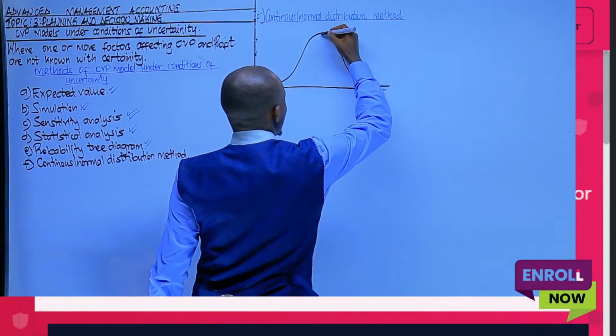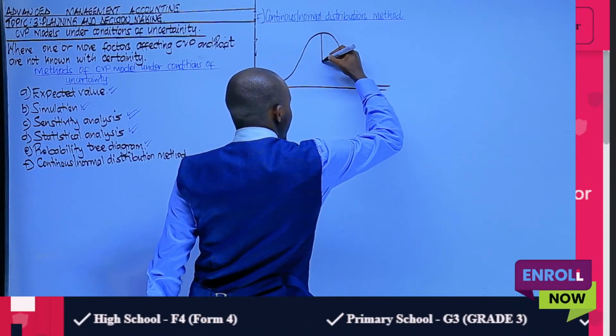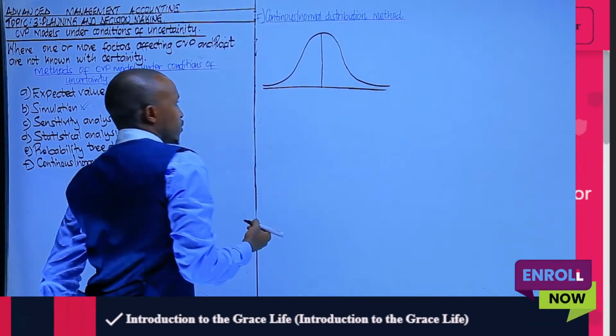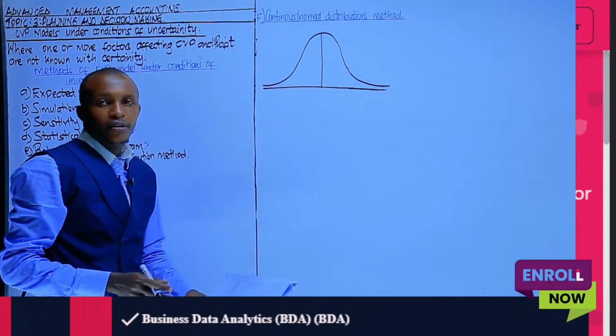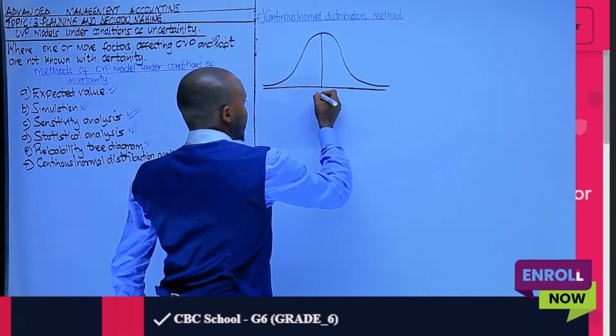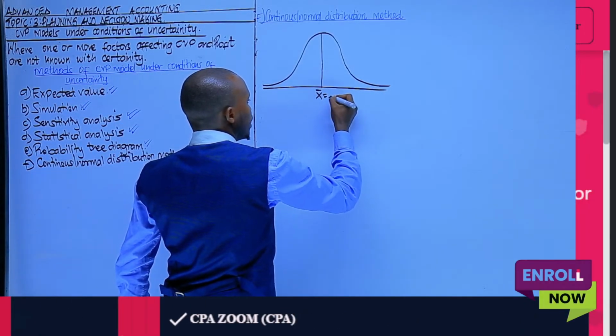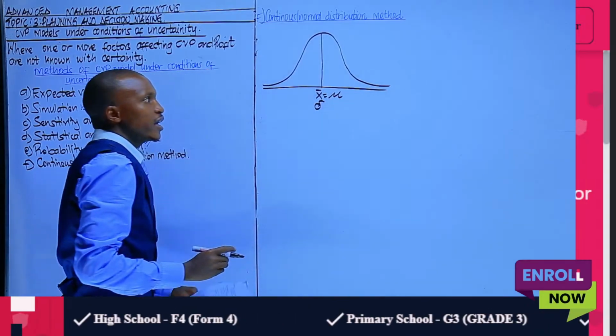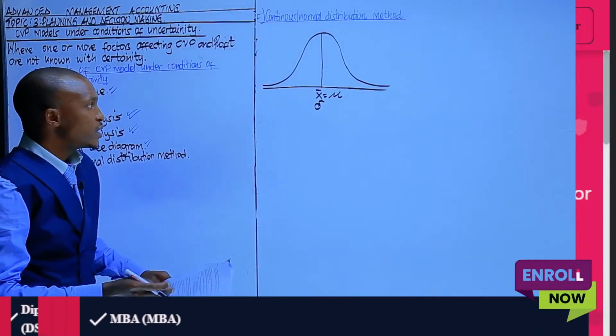And a normal distribution, we say it is correctly defined when you have been given the expected value or the mean, and you have also been given the standard deviation. Okay?